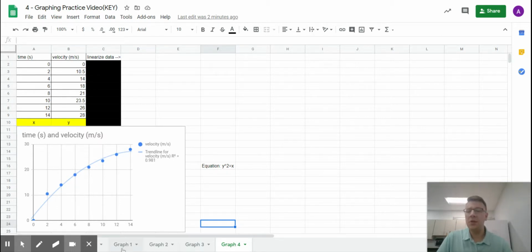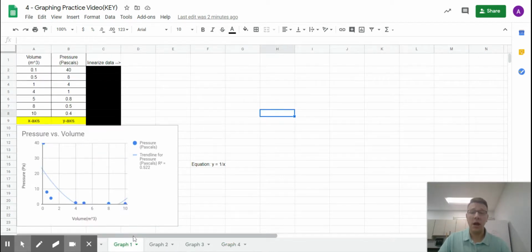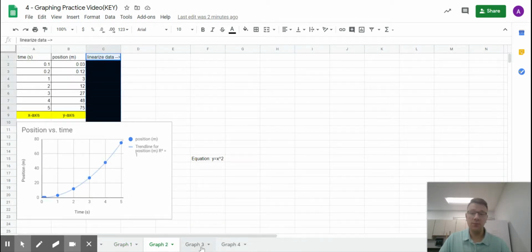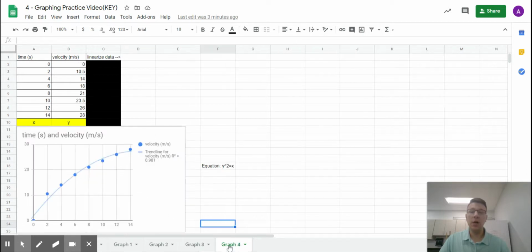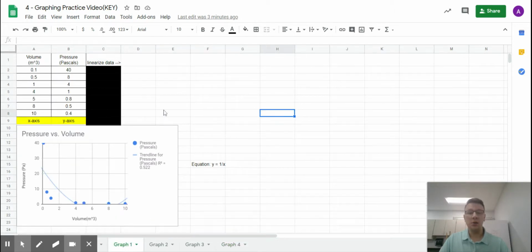Okay. Now, the second part of this assignment is to take any of the nonlinear graphs. So that would be the hyperbola, graph 1, the parabola, graph 2, not graph 3 because it's already linear, but would include graph 4, which is the Groot graph. We're going to take these nonlinear graphs and make them linear because it's a lot easier for us to work with the equation for a line, y equals mx plus b. That will help tell us things about the experiment.